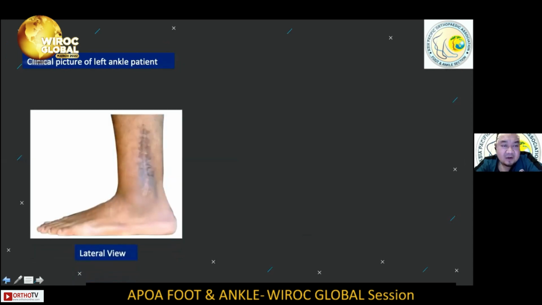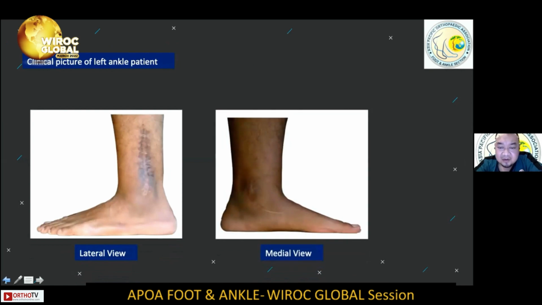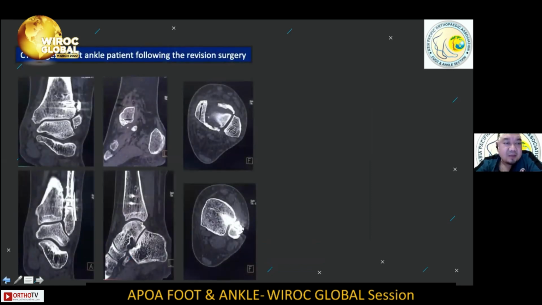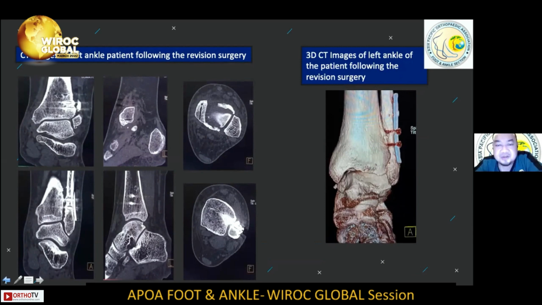This is the clinical picture of the left ankle. From the lateral view, we can see the scar after the operation, and also the medial view. I made 5 to 6 incisions to make the posterior tibial tendon transfer, rerouting to the medial malleolus. This is the CT image of the left ankle following the revision surgery. In this picture, we can see the hole at the medial malleolus like a tunnel in the axial view, and also in the coronal view. This is the 3D CT.